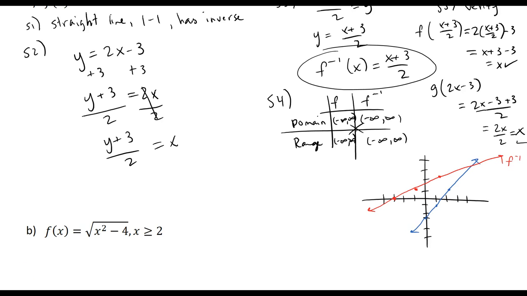And you can see, if you sketch it out, which would be a little bit better if my graph were perfectly to scale, that you can sketch the line y equals x, and it does reflect across that line.